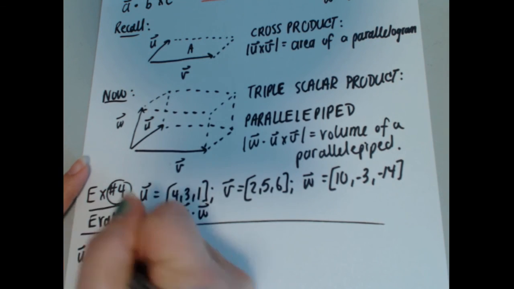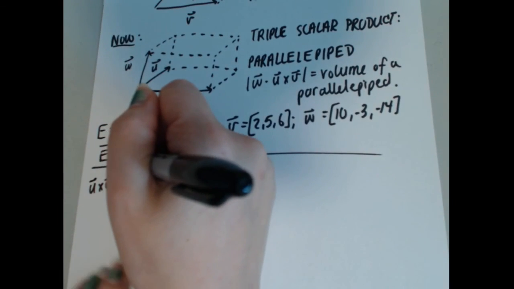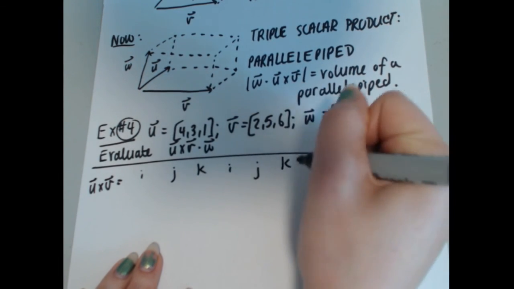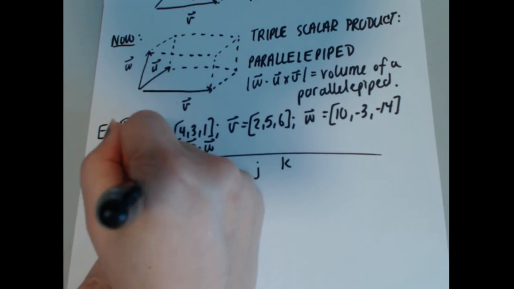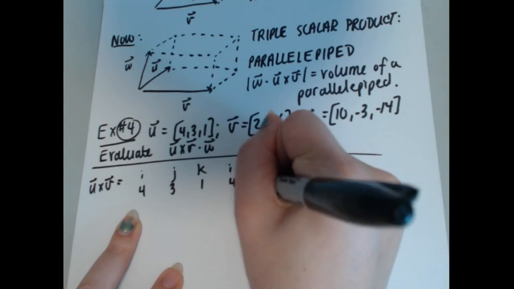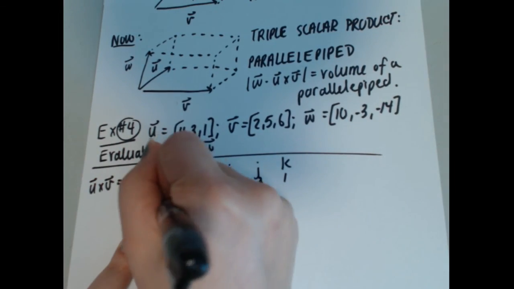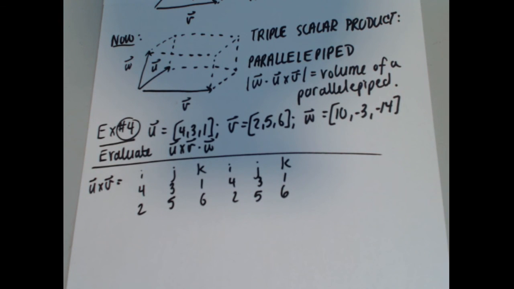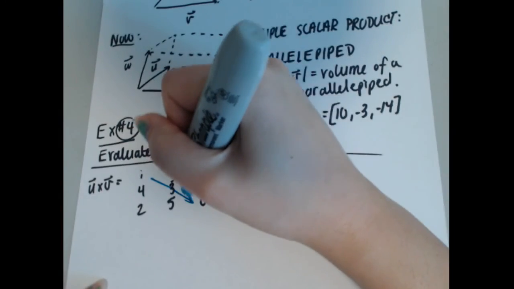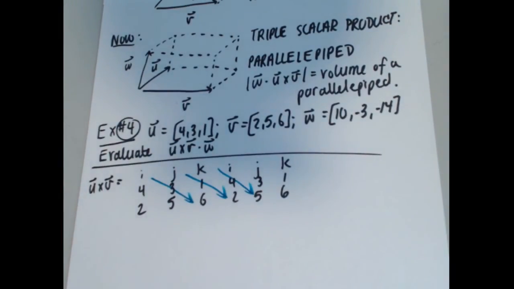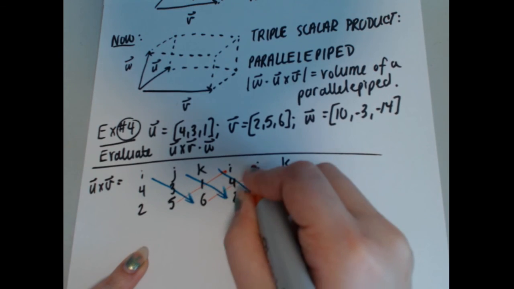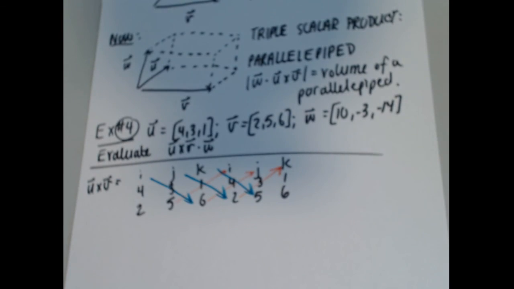So U cross V is going to be given by the following. Let's use our method from 7.5. So I have I, J, K, I, J, K. Vector U goes in the second row, so that's 4, 3, 1, 4, 3, 1. Vector V is next, 2, 5, 6, 2, 5, 6. I'm going to use different colors here, but you get the idea. So I'm going to draw arrows going down first, and there's the upward arrows. All right.